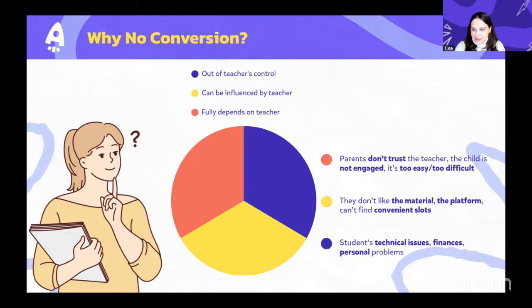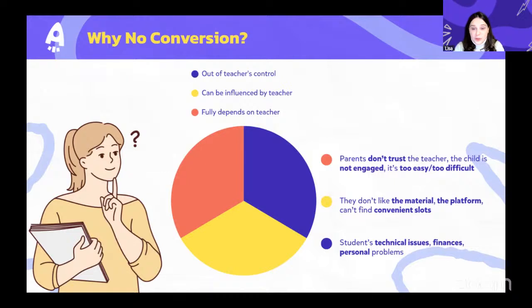That's right. When we talk about reasons that can be fully or almost fully controlled by teachers, we normally talk about if parents didn't like the teacher, for example, or if the student is not engaged, or if the lesson was too easy or too difficult for the student, so no proper level adjustment or adapting to the student's level took place during the trial lesson. These are the reasons that can be controlled by the teacher. Sometimes it's hard to do, I understand that, I hear you, but this is why we have teachers who can adapt to their needs.